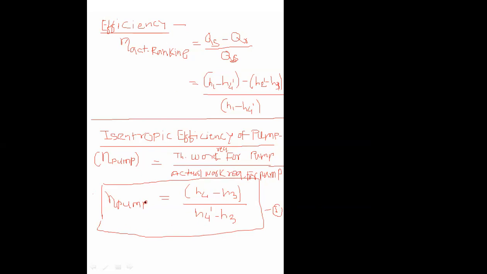H4 dash minus H3 is equal to H4 minus H3 divided by eta pump, and if you want to calculate, then H4 dash is equal to H4 minus H3 divided by eta pump, plus H3. Not required in the numerical, only to calculate. This equation we can calculate. Understood, I think. Okay, write down and tell me when you are done.